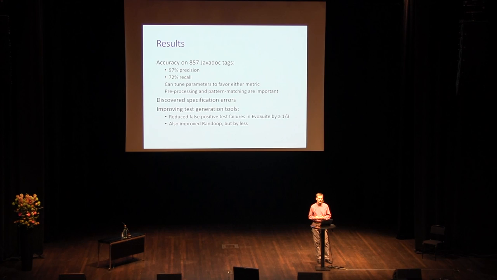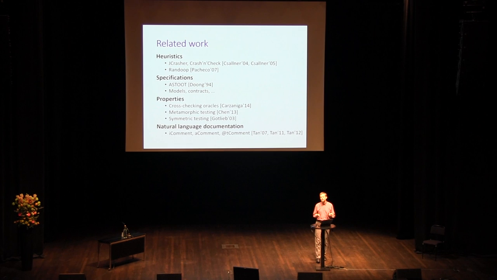So there's a bunch of related work here. Some of it is about heuristics. So early tools used a lot of heuristics like this, and even later ones too. If you have specifications, you can do a lot of fantastic stuff with test generation. And people have thought about getting properties in other forms than formal specifications as well. There's also been a bunch of work in trying to parse natural language documentation, but that's all really been very pattern matching based, rather than thinking about the research that's been done in the natural language processing community. For instance, all three of these papers work only for null and only do pattern matching.